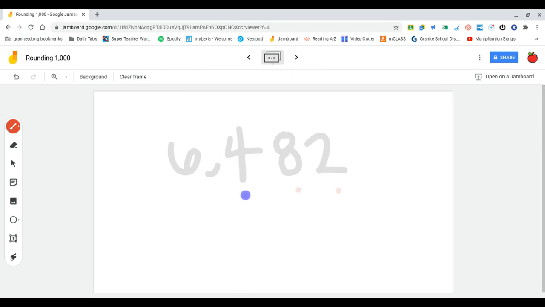Ones, tens, hundreds, underline your thousands place, circle the one next door. I'm going to write the 6 digit because that will stay the same. Get that comma. 4 will round down. So this will turn into a 0 in the circle, the 4, and then the 8 and the 2 also turn into zeros because we rounded down.